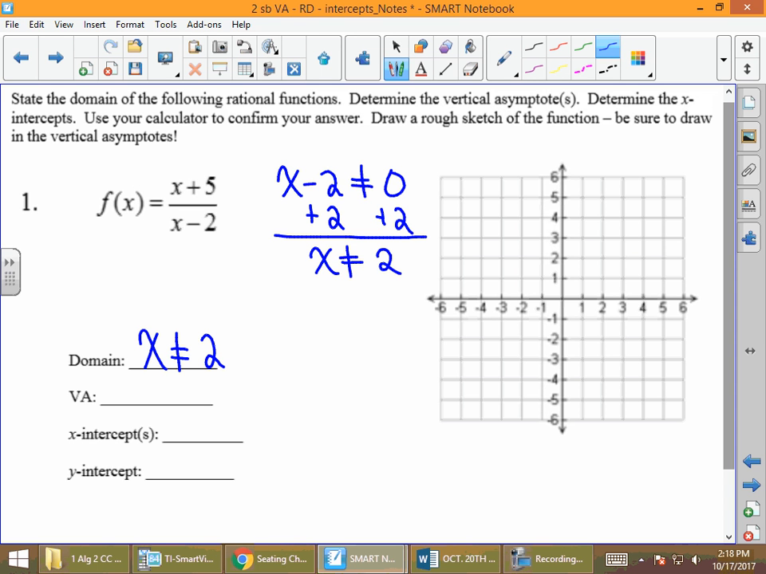And what we did in our previous notes is once we found that domain, that determined our gap in our graph, so we drew a dotted line. Now that's our gap, but it also happens to be our vertical asymptote. And when we write our vertical asymptote then, the only difference is that we're going to write x equals 2 because it's the equation of that dotted line.